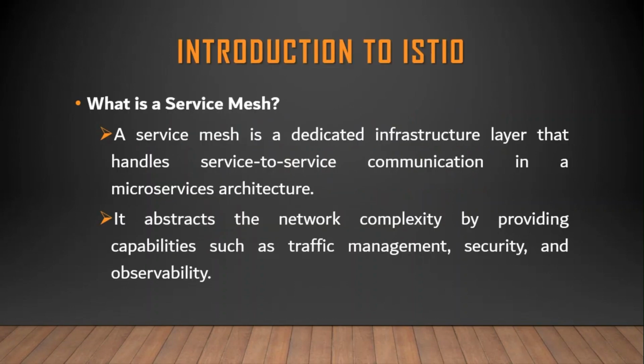Let's get started. First, let's understand what a service mesh is. Imagine you have multiple microservices working together in an application. Each service needs to communicate with others reliably, securely, and efficiently. A service mesh acts as a dedicated infrastructure layer that manages this communication. It simplifies networking by providing tools for traffic management, security, and observability. Essentially, it abstracts the complexities of inter-service communication so developers can focus on building features.